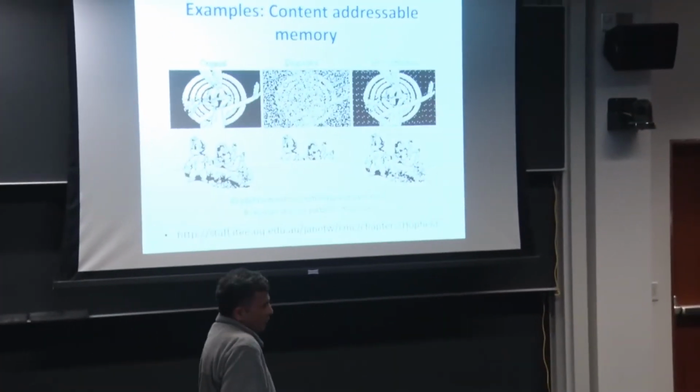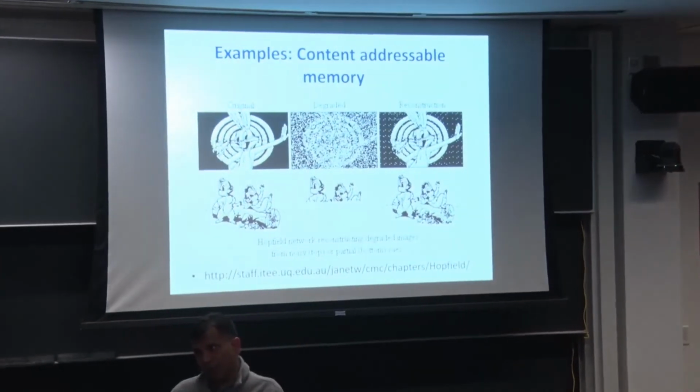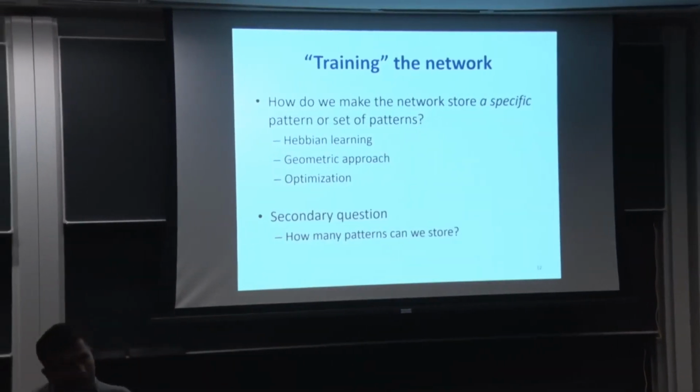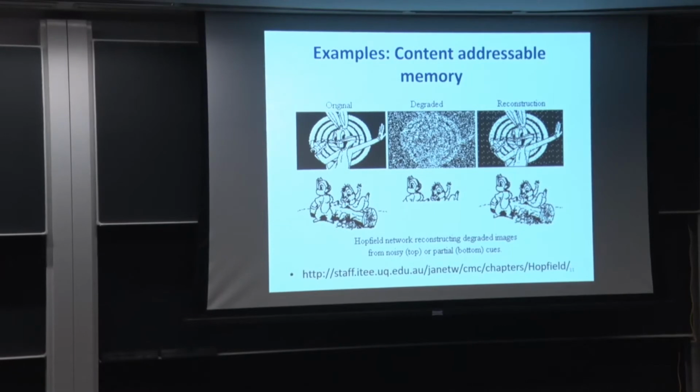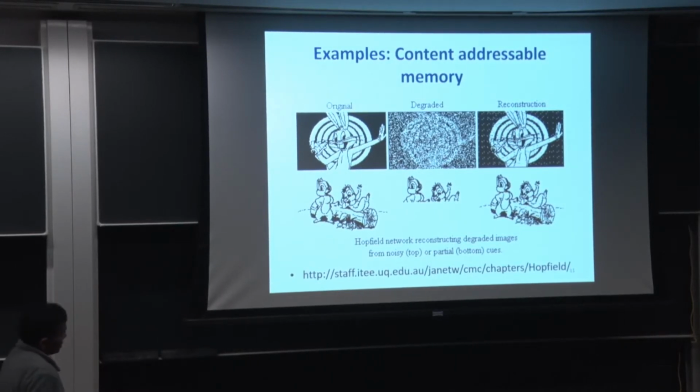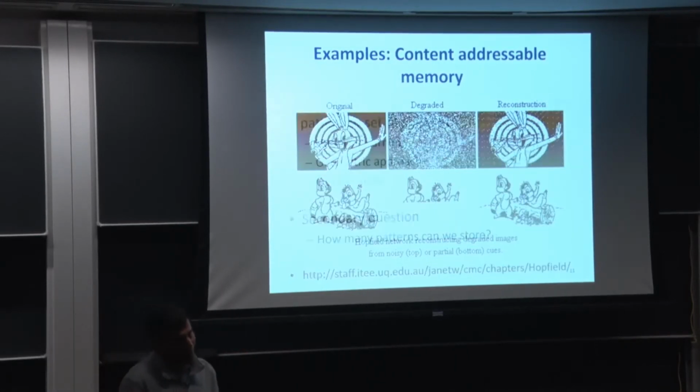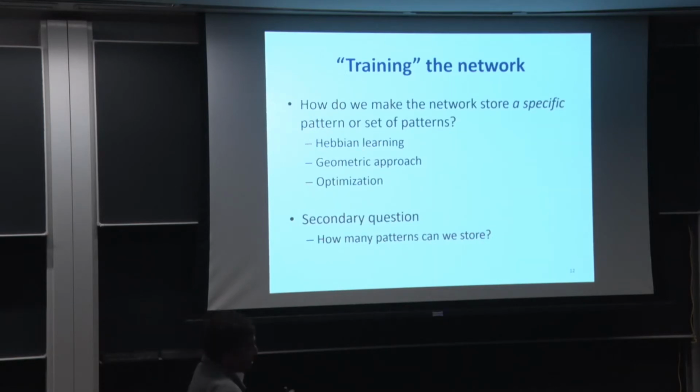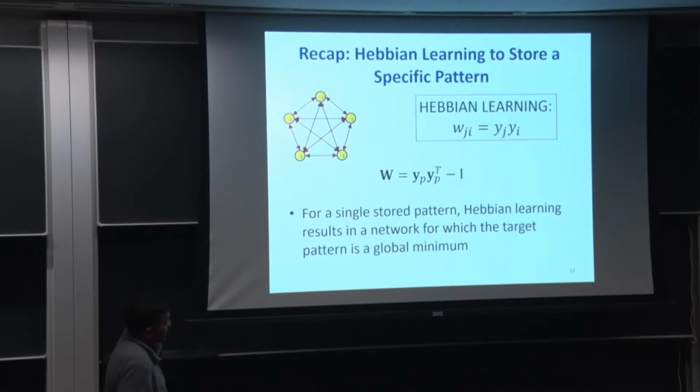So we saw some examples of content addressable memory where we had networks designed to remember different kinds of patterns. And if you just gave it corrupted or partial versions of these patterns, it would recall the entire pattern. So when you train these networks, the point was how to make the network store specific patterns or specific sets of patterns. And here there are a bunch of different approaches. The one that we saw was Hebbian learning. But then when you also train this network, a second question arises: how many patterns can we actually store?